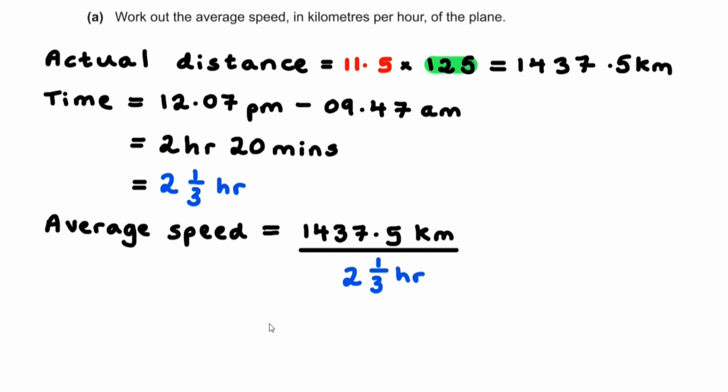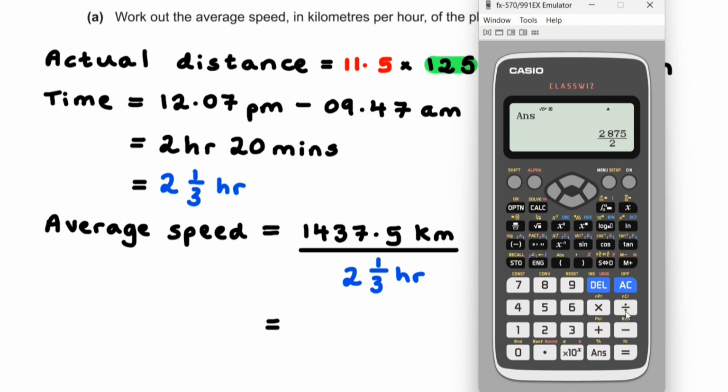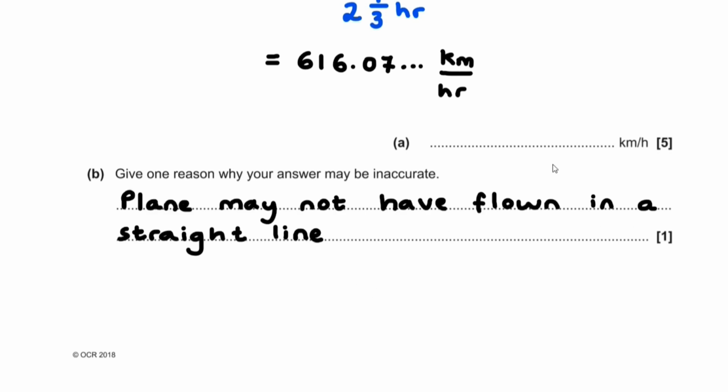So let's work out what this is equal to. If I divide this by 2 and 1/3, we get 616.07 etc. kilometers per hour. Part B. Give one reason why your answer may be inaccurate. Well, quite simply, the plane may not have flown in a straight line.